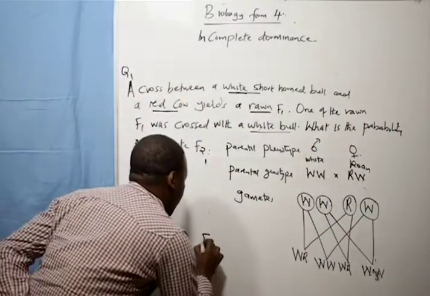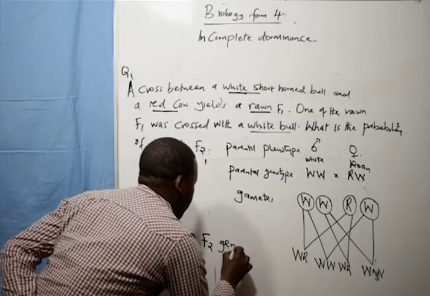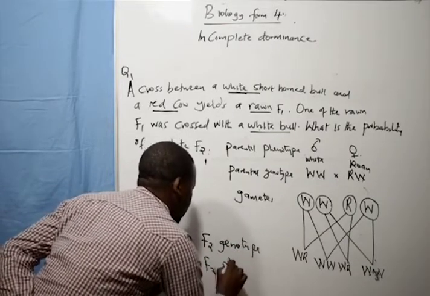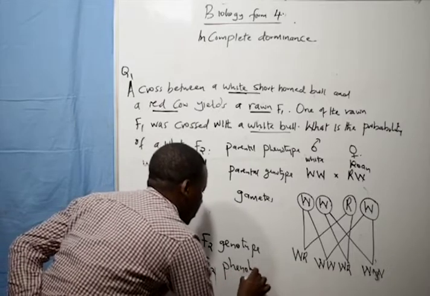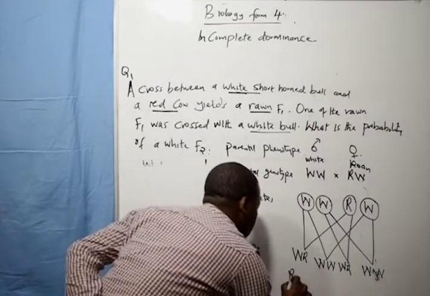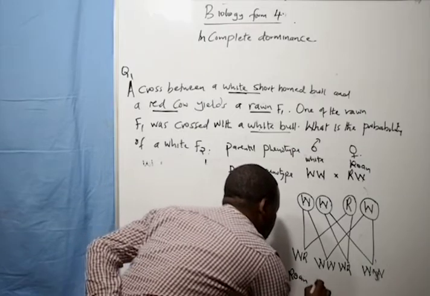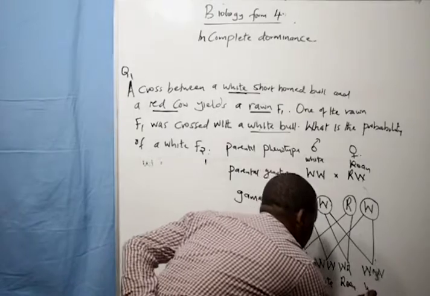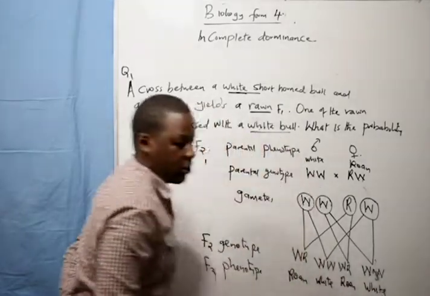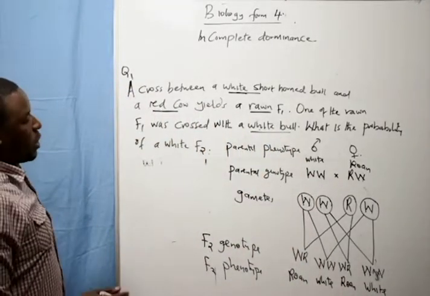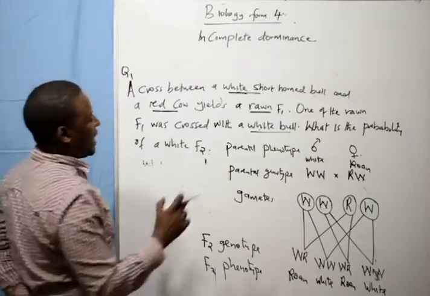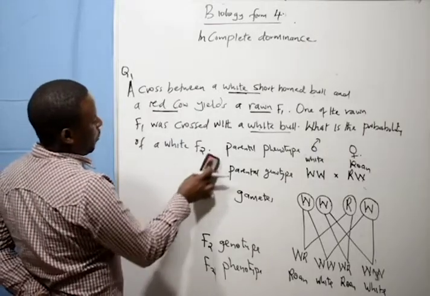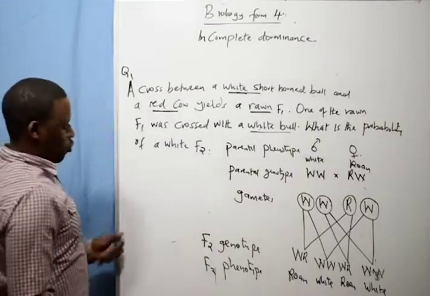This is the F2 genotype, and this is the F2 phenotype. This is roan. This is white, roan, and white. So the question is, what is the probability of a white F2?